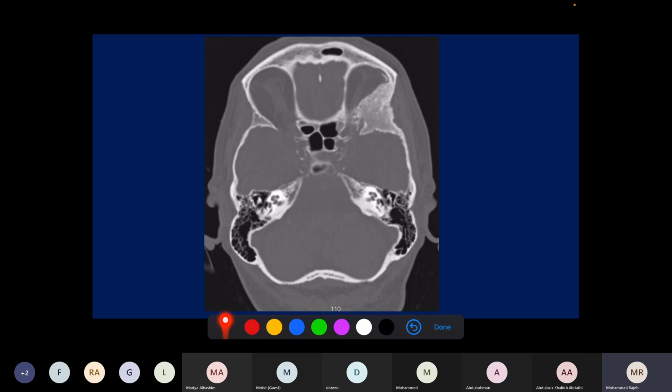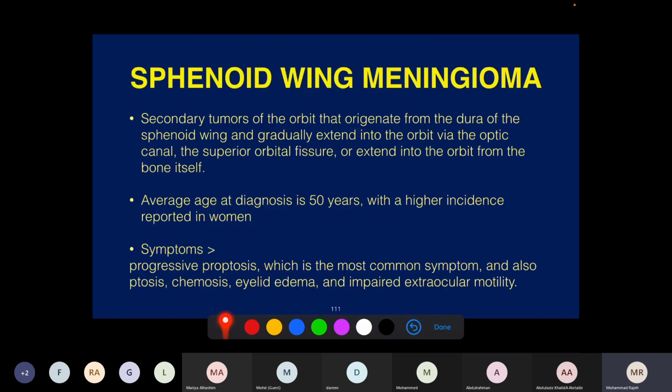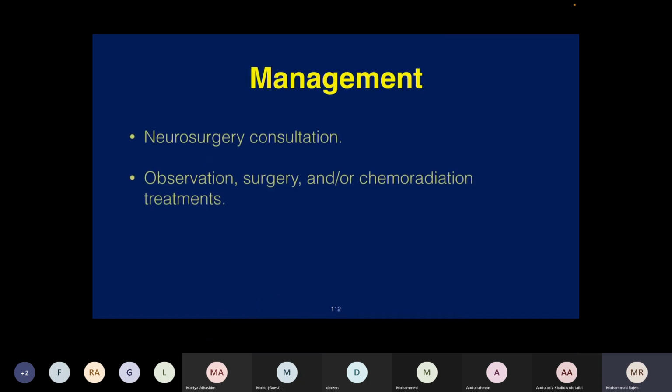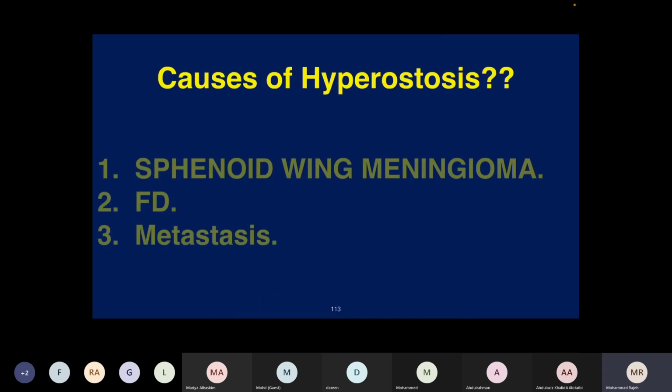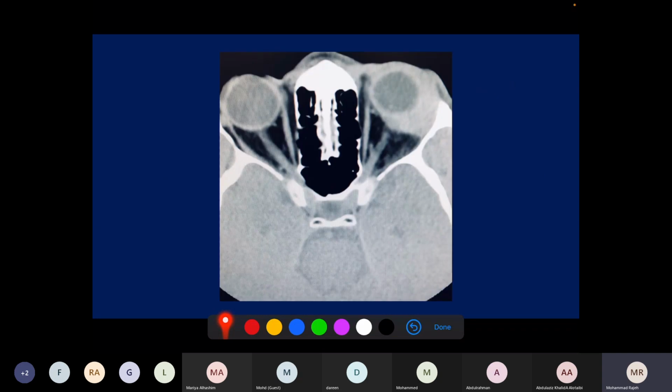Okay. So sphenoid meningioma, fibrous dysplasia, metastasis.